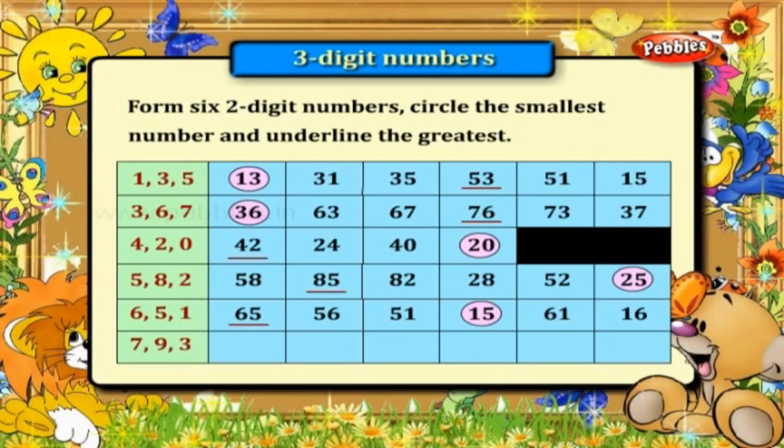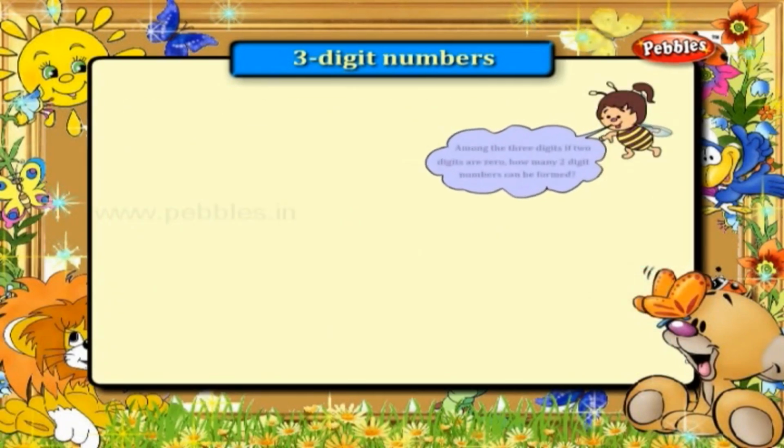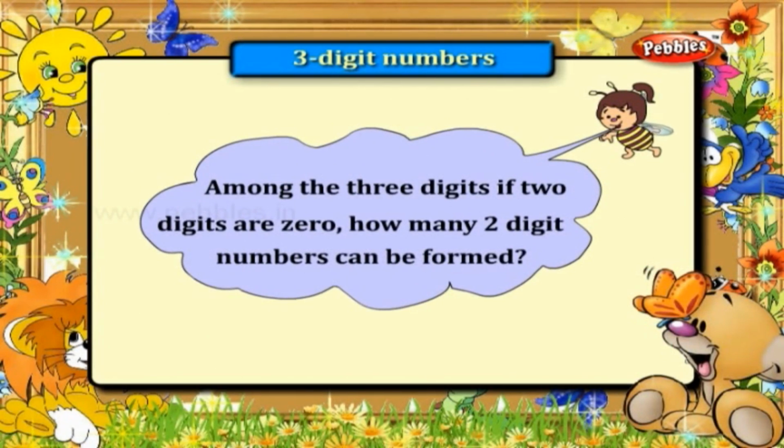From 7, 9 and 3, we get 79, 97, 93, 39, 73 and 37. Here, 37 is the smallest and 97 is the greatest. Among the 3 digits, if 2 digits are 0, how many 2-digit numbers can be formed?